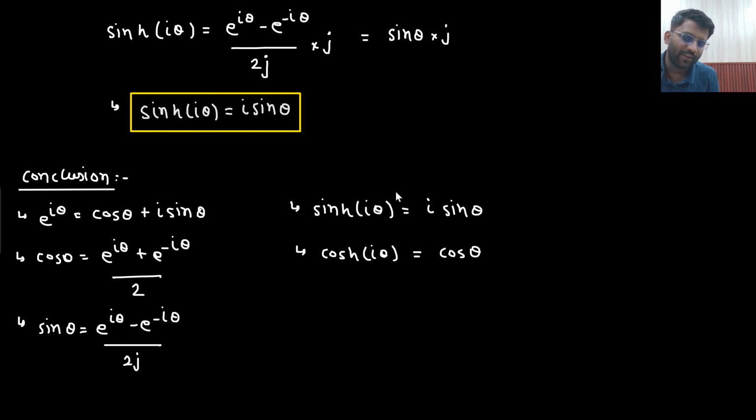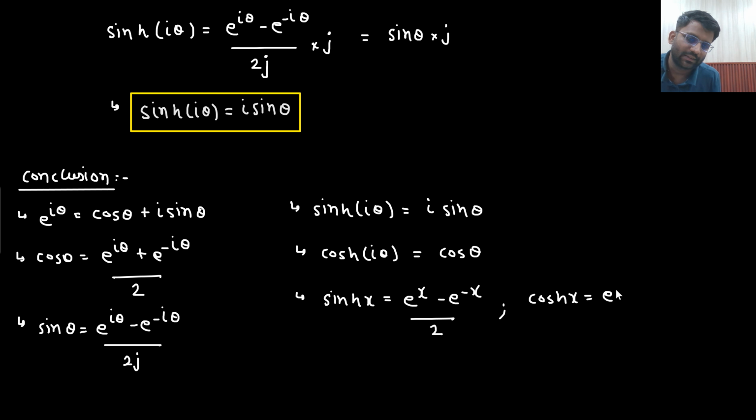Along with that, it might happen that you forget to take iota theta outside. Then at least remember this thing. What is sine hyperbolic x? Sine hyperbolic x is nothing but e to the power x minus e to the power minus x divided by 2. And cos hyperbolic x is nothing but e to the power x plus e to the power minus x divided by 2.